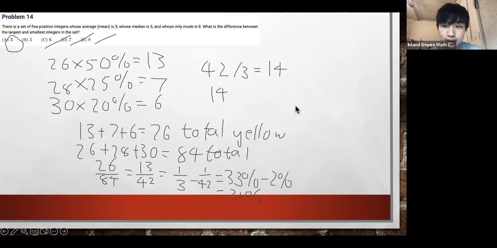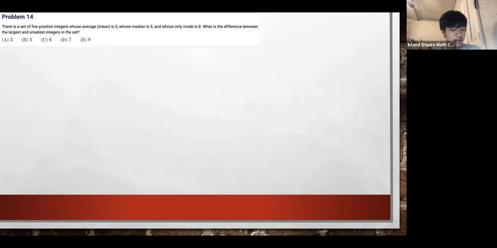Okay, so this should be the last question, and this question is problem 14. So there is a set of 5 positive integers whose average or mean is 5, whose median is also 5, and whose mode is 8. What is the difference between the largest and smallest integers of this set?